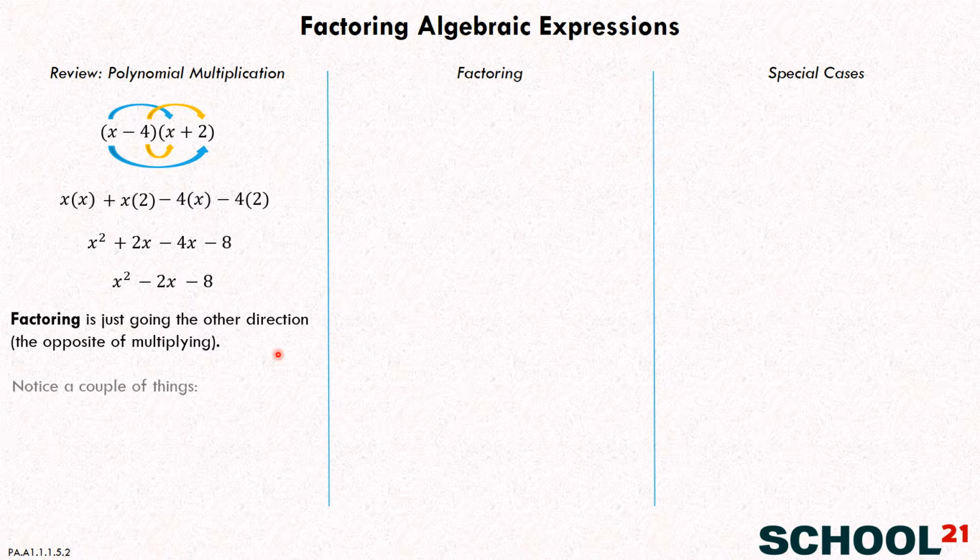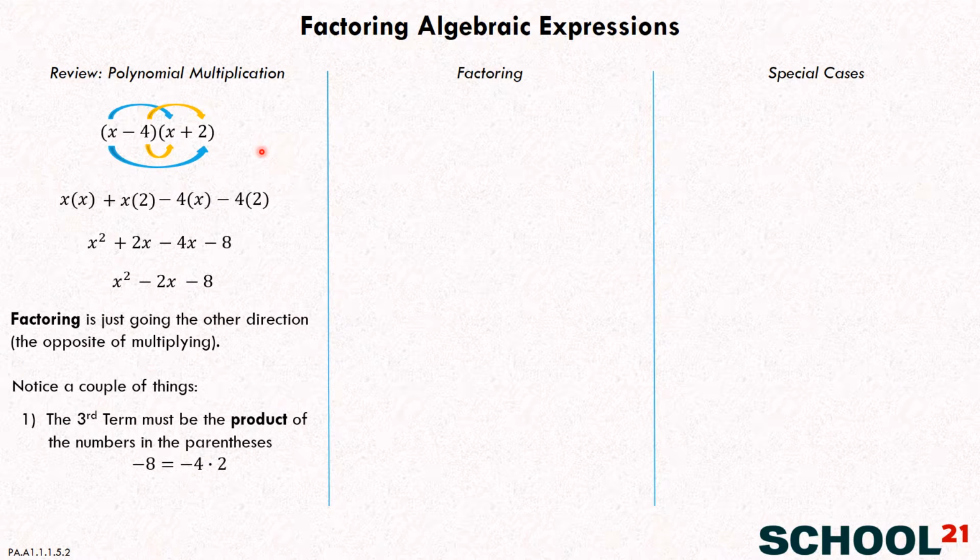Okay, so let's take a look at a couple of things about this example that we just did here. The first thing is that this third term here, the negative 8, it must be the product of what up here? The product of the last two terms. Okay? So we'll go ahead and write the numbers in the parentheses instead of the variables. So in other words, negative 8 is the product of negative 4 and 2. Does that make sense? Yeah.